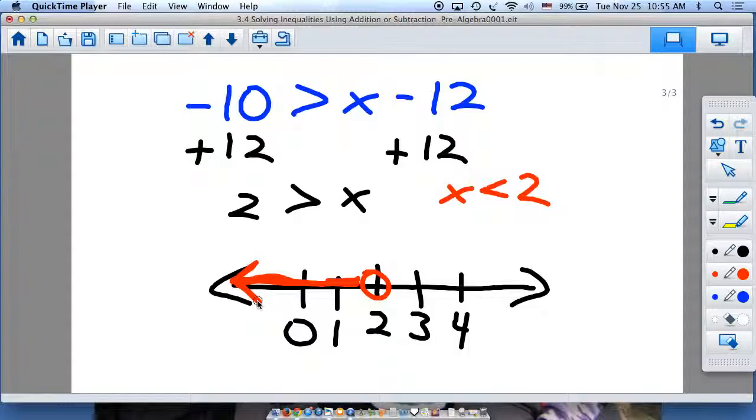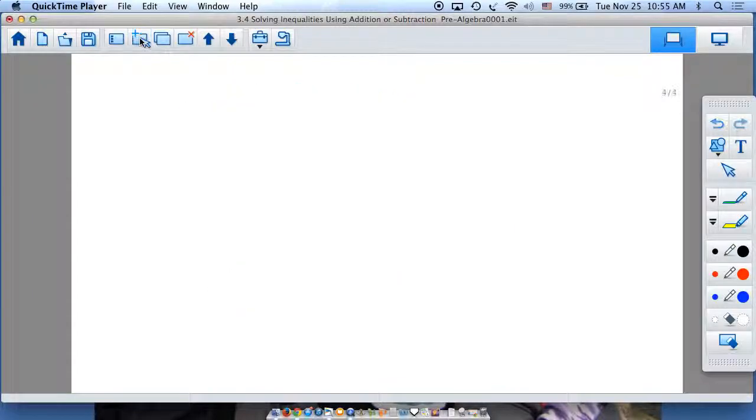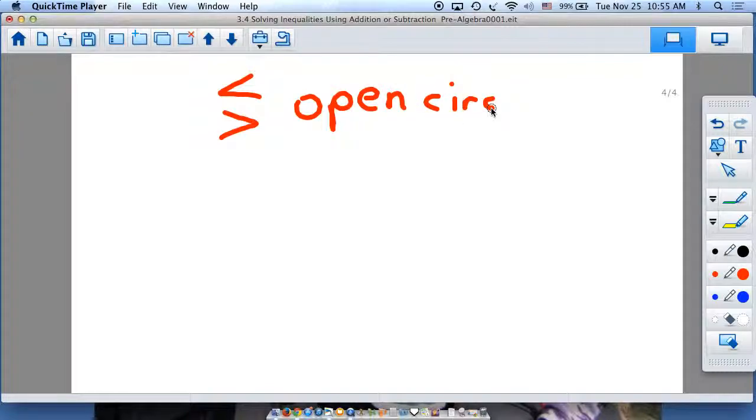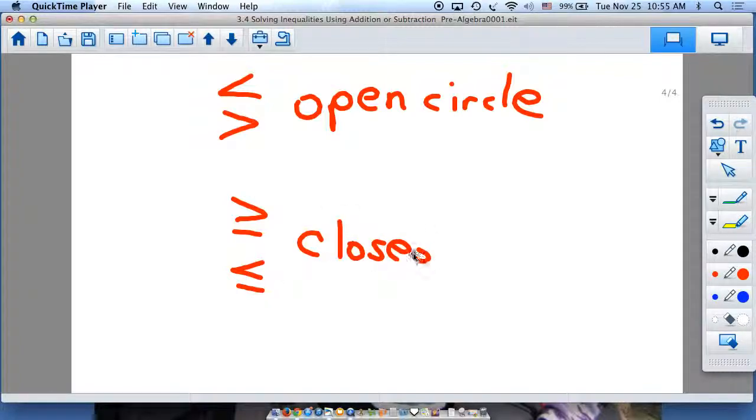To clarify and make sure everybody understands the open circle, closed circle, if you have the less than or greater than sign, it's going to be an open circle because it's not part of the solution. If you have the greater than or equal to or less than or equal to, you're going to have a closed circle because it can be part of the solution, would be one of the answers. Okay, so you're going to solve inequalities just as we do equations, and then you're going to graph them on a number line.